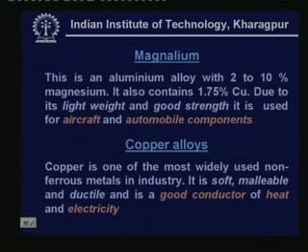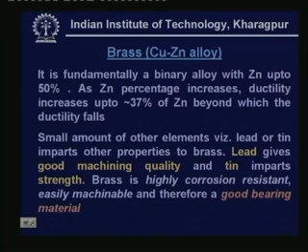Now, brass is one important copper alloy which contains copper and zinc. It is fundamentally a binary alloy with zinc up to 50%, and as zinc percentage increases, ductility increases up to 37% of zinc, beyond which the ductility falls.